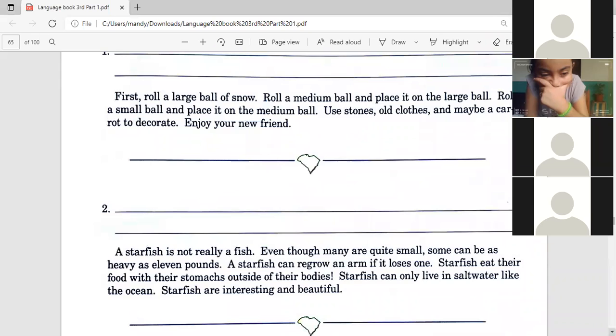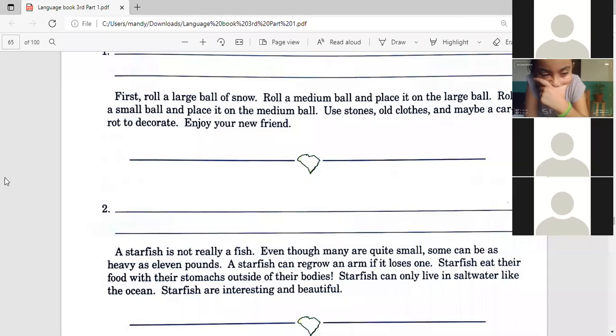Let's discover the second one. Okay, a starfish is not really a fish, even though many are quite small. Some can be as heavy as 11 pounds. A starfish can regrow an arm if it loses one. A starfish eats its food with its stomach outside of its body. A starfish can only live in salt water, like the ocean. Starfish are interesting and beautiful.